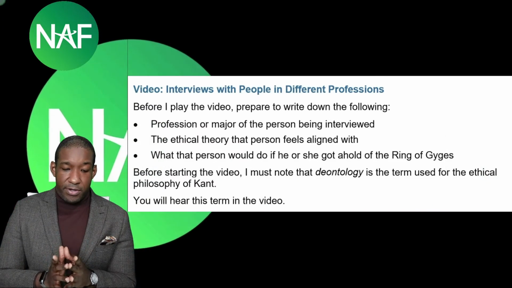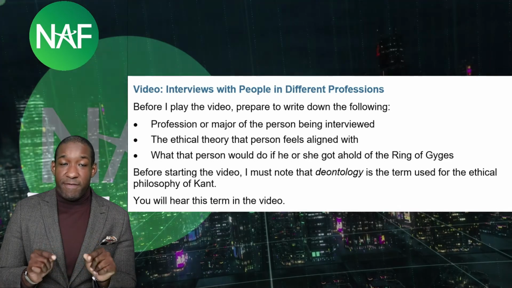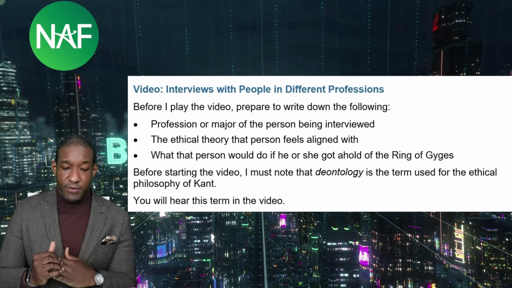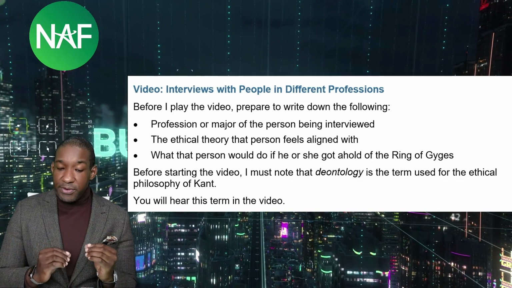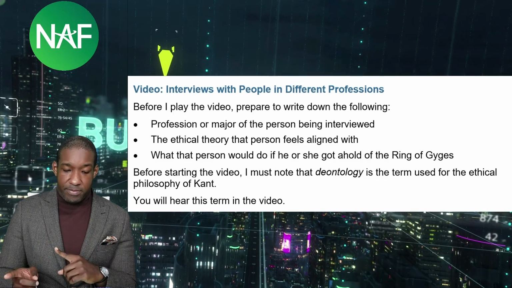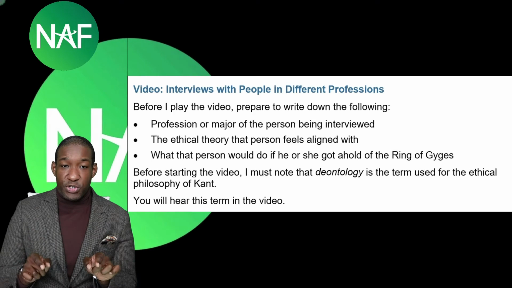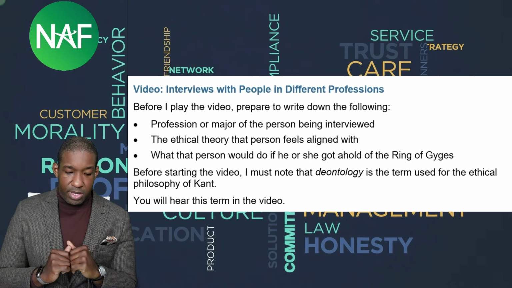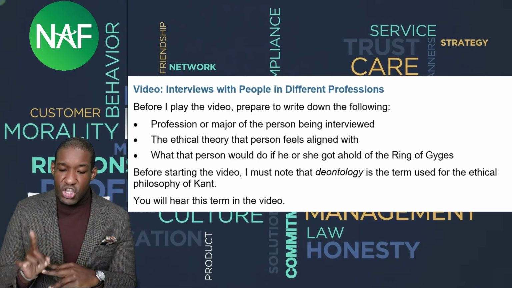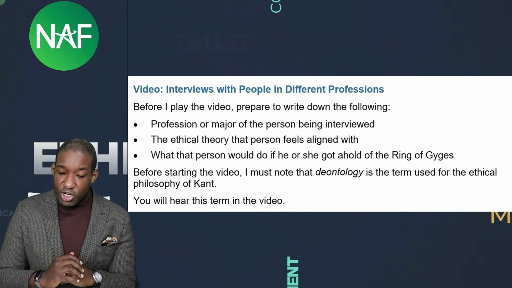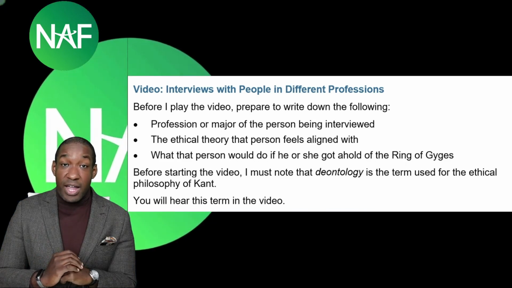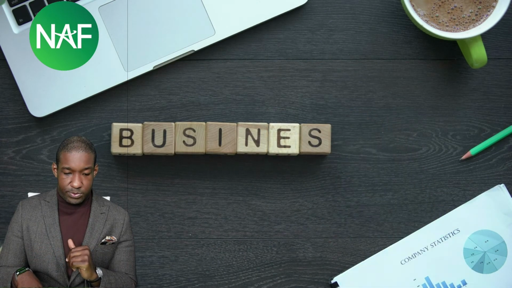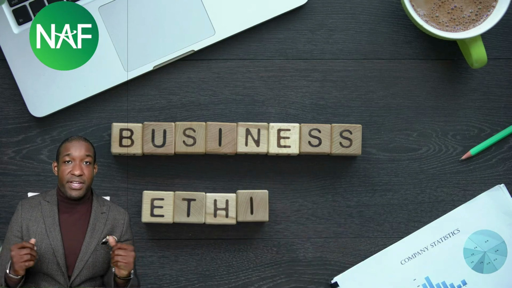Before I play this video, be prepared to write down the following: the profession or the major of the person being interviewed, the ethical theory that person feels aligned with, and what that person would do if he or she got a hold of the Ring of Gyges. Before starting the video, I must note that deontology is the term used for the ethical philosophy of Kant. You will hear the term in this video. And here is that video.